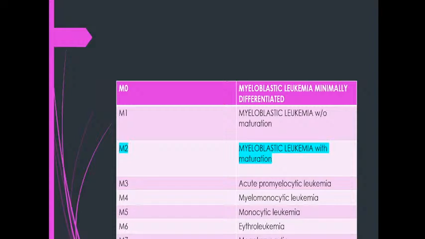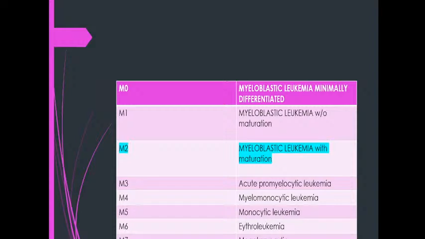Okay? Now, M0 is myeloblastic leukemia with minimal differentiation, or minimally differentiated. M1 is myeloblastic leukemia without maturation. M2 is myeloblastic leukemia with maturation. M3 is promyelocytic leukemia. M4, myelomonocytic leukemia. M5, monocytic leukemia. M6, erythroleukemia. And M7 is megakaryocytic leukemia. Look carefully at everything.